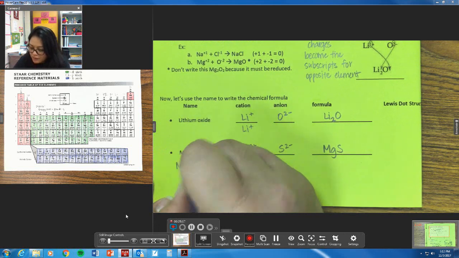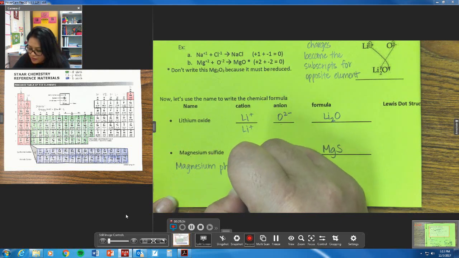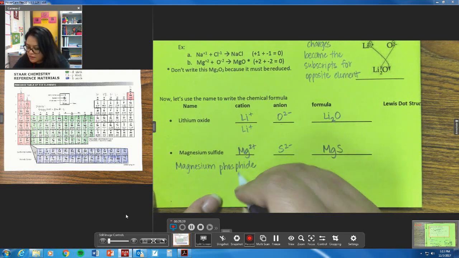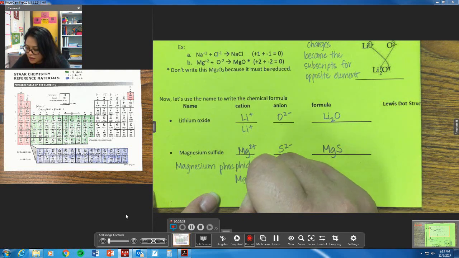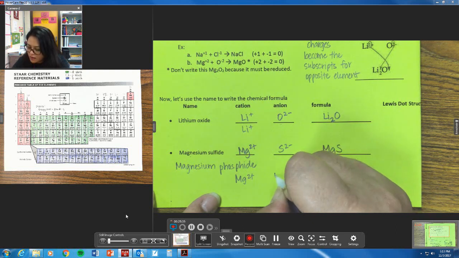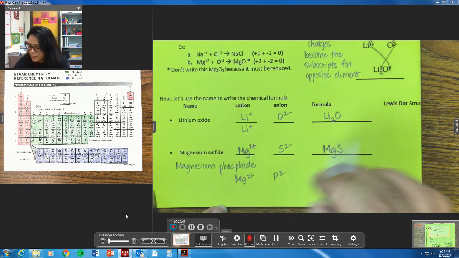Okay, and we also had another example on the PowerPoint. We didn't actually have magnesium sulfide, we had magnesium phosphide. Okay, so our cation for magnesium phosphide would actually be Mg, positive 2, and phosphide, our anion, would be phosphorus, negative 3. Okay, so we know that our charges are not the same. They are not balanced.